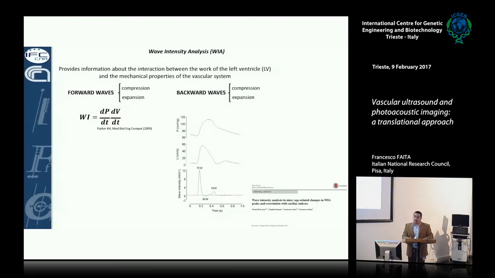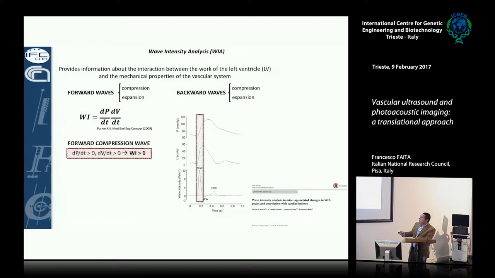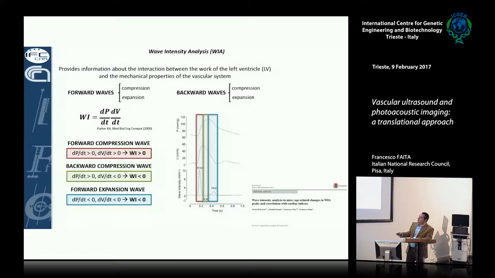We used the wave intensity analysis. Very briefly, wave intensity analysis provides information about the interaction between the work of the left ventricle and the mechanical properties of the arterial system. The original theory of wave intensity analysis was introduced by Parker in 2009, and it's based on the combination of data from blood pressure and blood velocity according to this equation. Solving this equation, from a graphical point of view, you will obtain a signal like this, which is the wave intensity signal. In this signal, you can find three waves: a first forward compression wave, a second backward compression wave, and a third forward expansion wave.